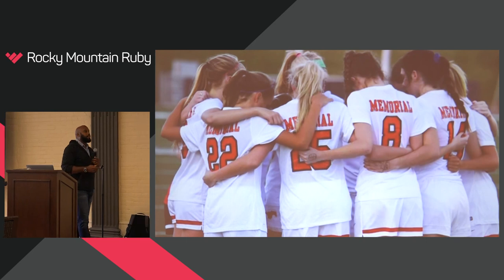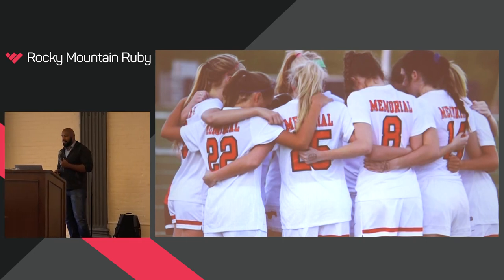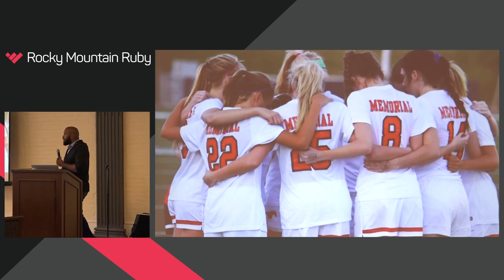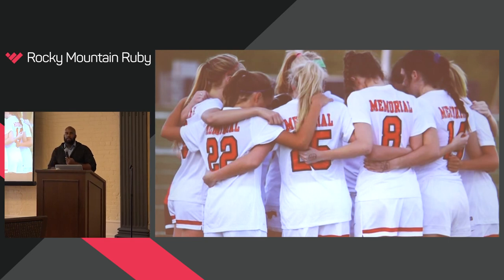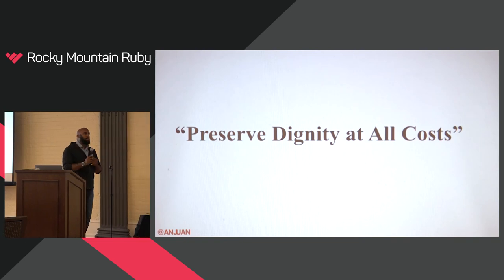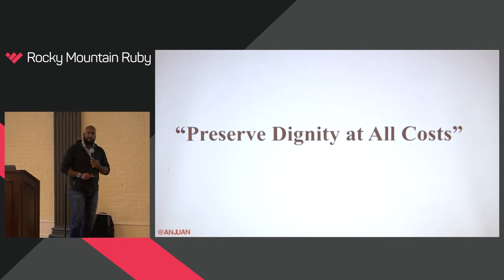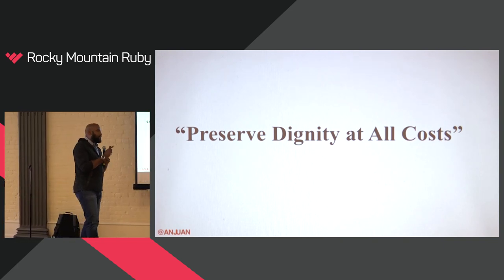But there are also other ways that you can motivate a team. Daniel Pink wrote a book, very well known, that said autonomy, mastery, and purpose are better ways to motivate teams. However, I found a very simple way to motivate my team, and that's this: preserve dignity at all costs. This is the way that I apply this Agile value to my team.